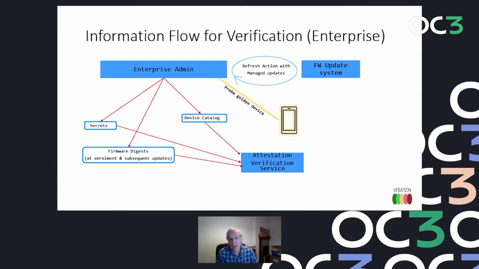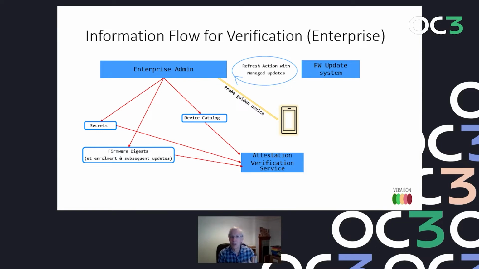This also works in-house for an enterprise model. If it's a set of managed devices, an enterprise admin can have this same relationship. They can review their device catalog, go off and scan devices, and compare information against the information they've got from a golden device, and then that gets refreshed should they need to change their golden device. So it's a similar model.